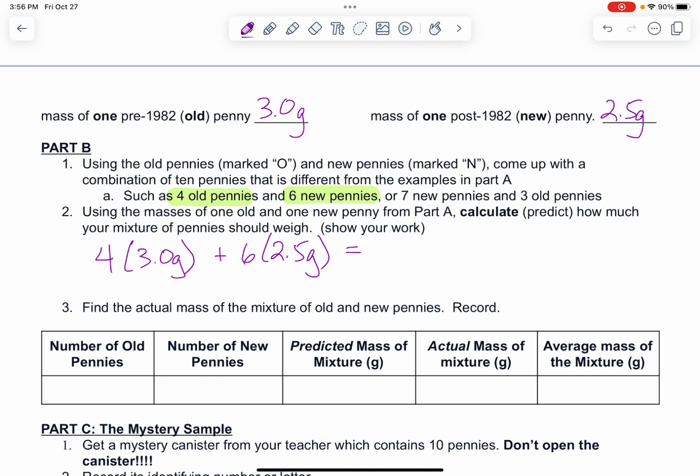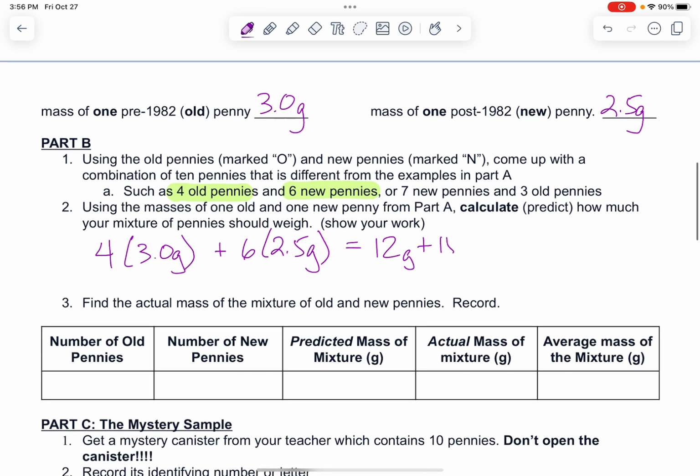4 times 3 is 12. 6 times 2.5 is equal to 15. So when we add that up, we would predict that if we had 4 old pennies and 6 new pennies, the mass would be about 27 grams. So that's 4 old, 6 new, predicted mass 27 grams.